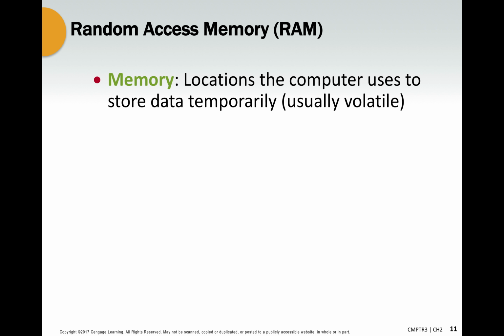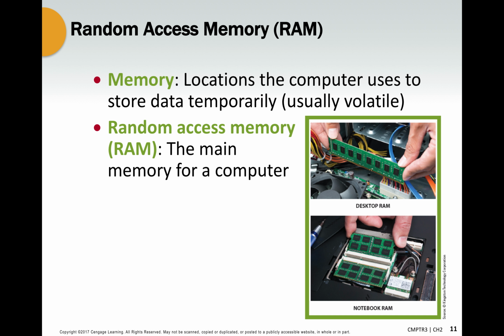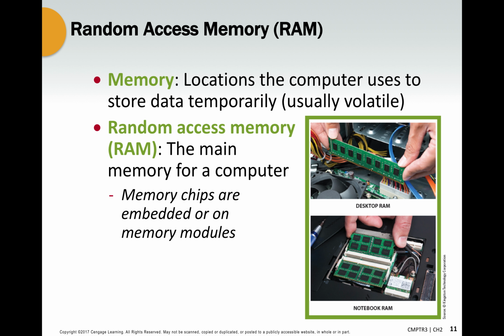So RAM is the acronym for Random Access Memory. Memory are locations the computer uses to store data temporarily. And so the random access memory is the main memory for the computer. This is the memory that the computer can access very quickly. And there are memory chips that are embedded in the different modules to go ahead and work with that.